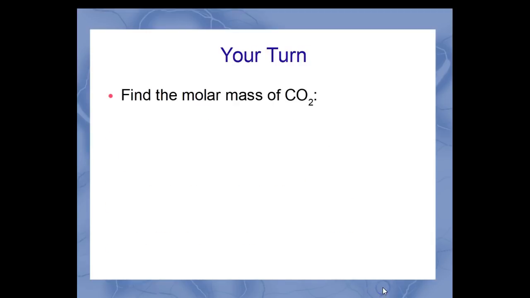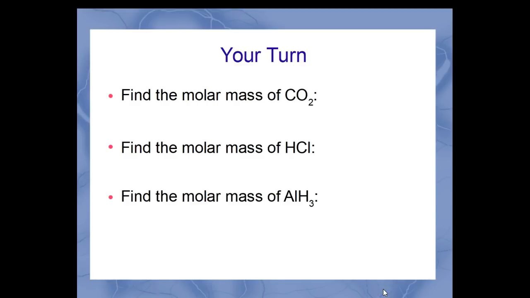So it's your turn. Find the molar mass of carbon dioxide, knowing carbon on the periodic table is 12 grams per mole, and each mole of oxygen atoms is 16. Find the molar mass of HCl. Hydrogen is 1 gram per mole, chlorine is 35.5. And find the molar mass of aluminum hydride, aluminum being about 27 grams per mole and hydrogen being 1. So go ahead and turn off the video, work it out, and then check your answers.